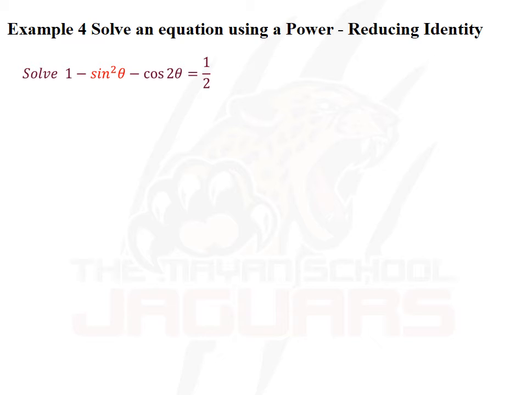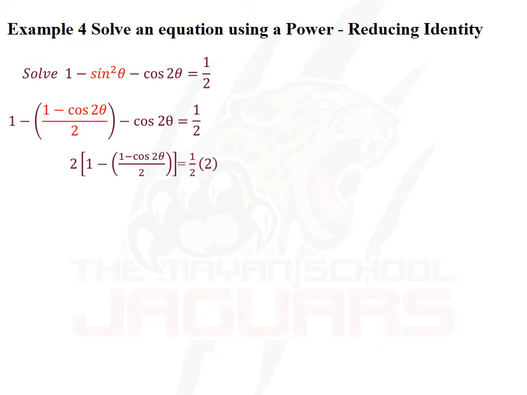Let's make a new example. Example 4, we're going to solve an equation using a power reducing identity. In this case, the equation given is 1 minus sine squared of theta minus cosine of 2 theta equals 1/2. We're going to make a replacement for the expression in red, sine squared of theta. So we're going to need to use an identity, the one that says sine squared of theta is equal to (1 minus cosine of 2 theta) divided by 2. So we replace this expression in the original equation, and it becomes 1 minus (1 minus cosine of 2 theta) over 2, minus cosine of 2 theta equals 1/2.